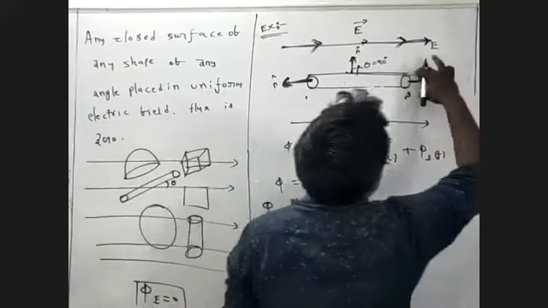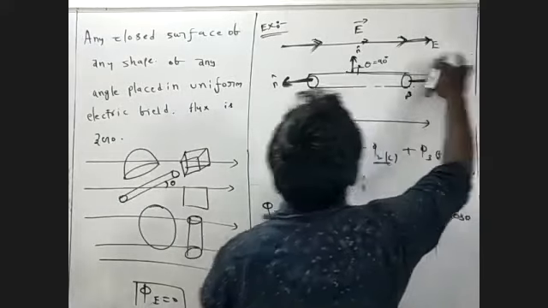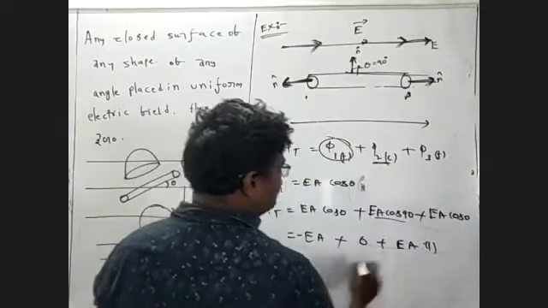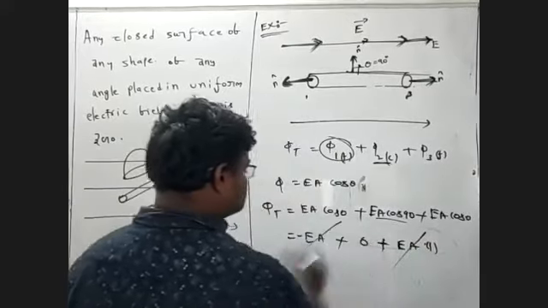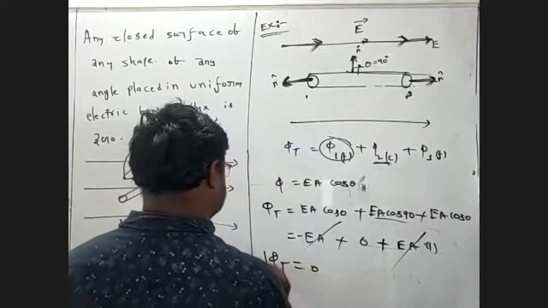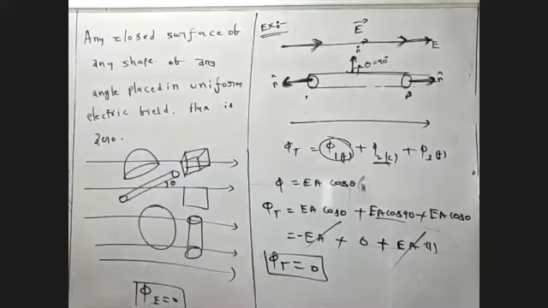This is the outside flux, and this is the into flux. Into flux is minus, outside flux is plus. They cancel each other, giving 0. Total flux is 0. That is the answer. Flux is 0. Next.